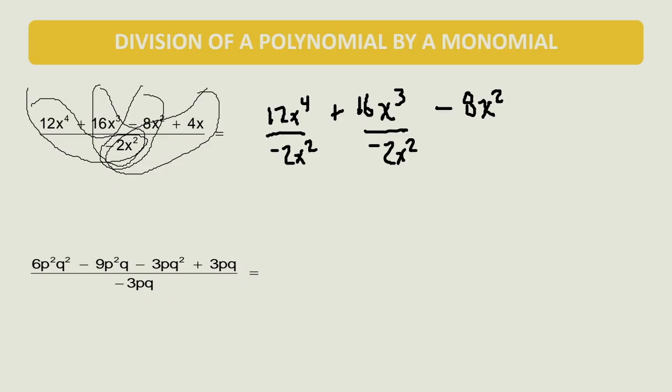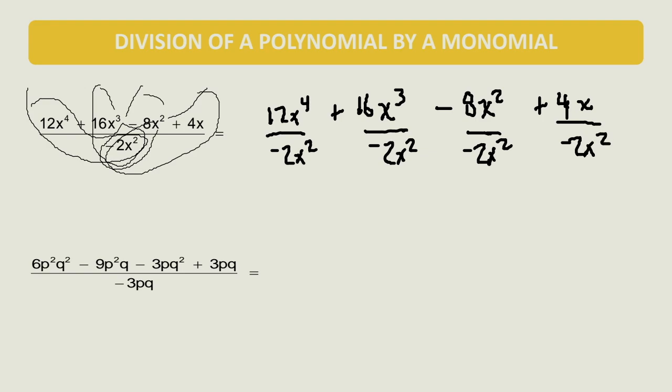Yeah, okay, that's right. 8x squared over negative 2x squared plus 4x over negative 2x squared. Sorry, I had to just adjust my headset there. So basically it just means I'm going to separate them all into their own little fractions and then simplify.